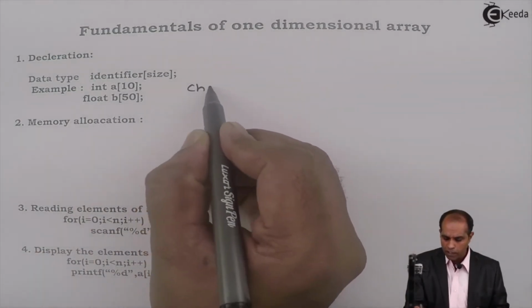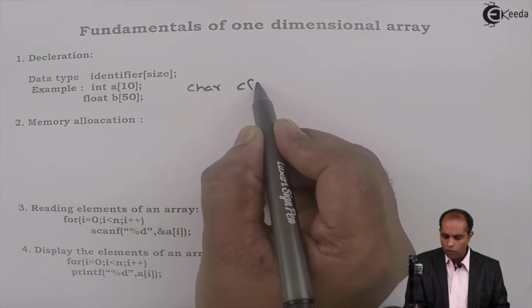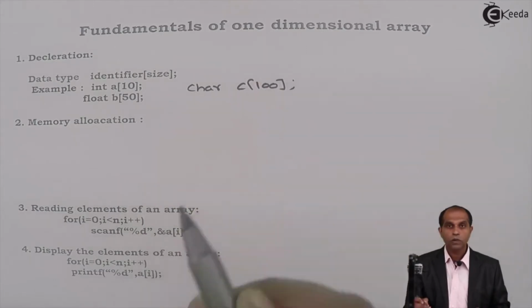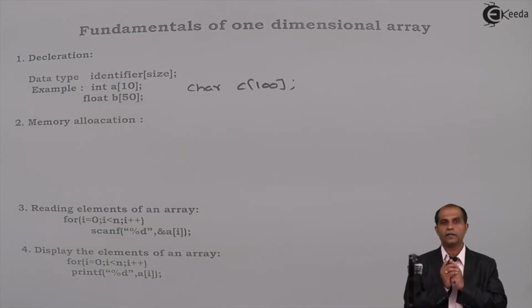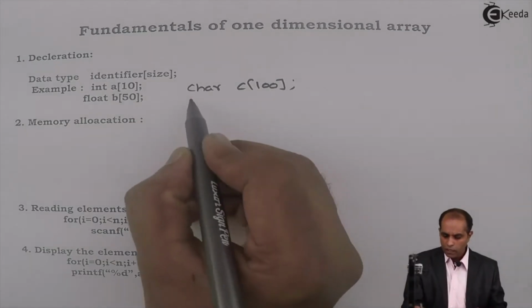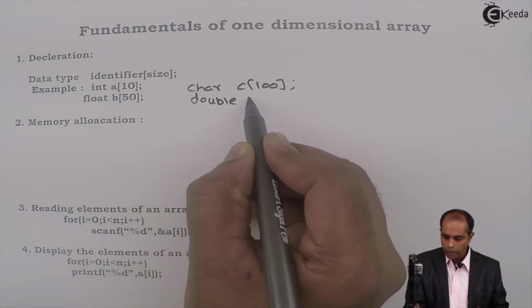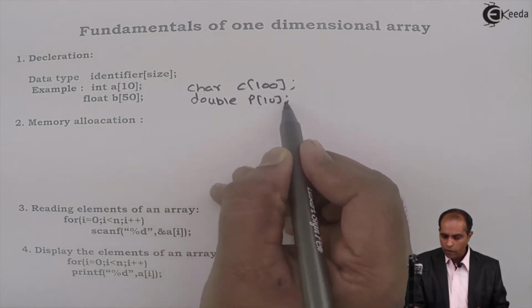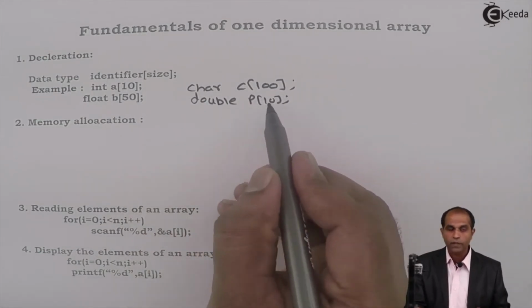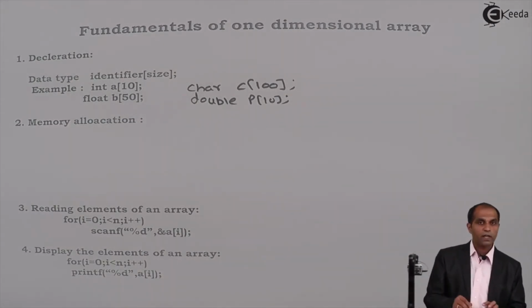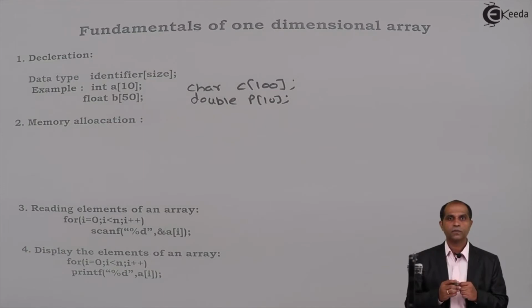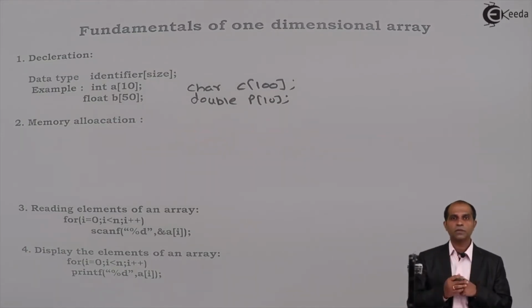Suppose I put a declaration as char c of 100. What does this mean? This says that c is a collection of 100 characters. If I say double p of 10, this says that p is a collection of 10 double values. Now the question comes, when I declare an identifier, our identifier will have some size. What will be the size of these variables?